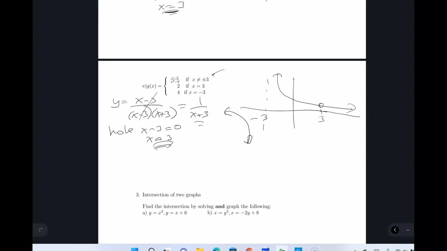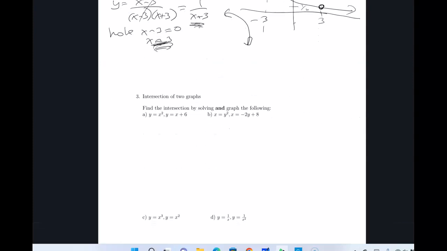So here's 3, and that's where the hole is. So what's the y value of that hole? If I put 3 into here, I get a y value of 1/6, right? Okay, so when x is equal to 3, there's a filled in dot at 2. And when x is -3, there's a filled in dot at 4. That's kind of weird on an asymptote, right? Okay, let's just finish these last couple off. So if I'm trying to find where these two intersect, so this is a parabola and a line, you can see they intersect. So we know we set them equal to each other, right?